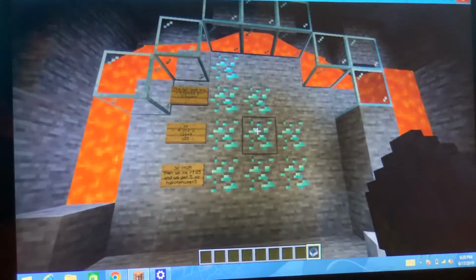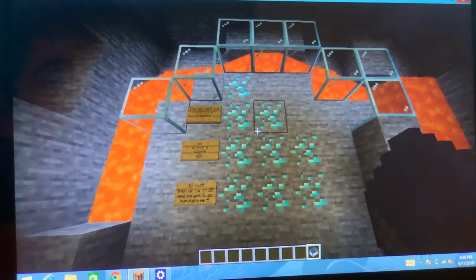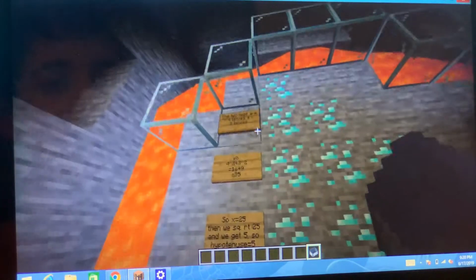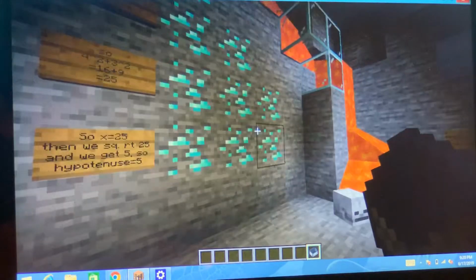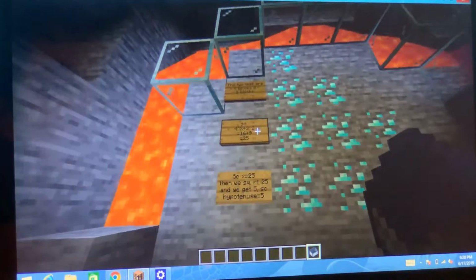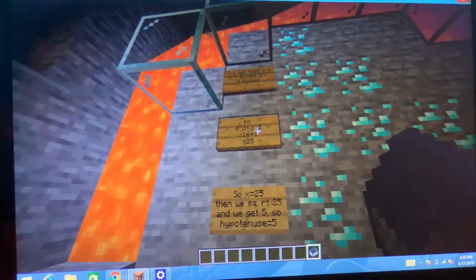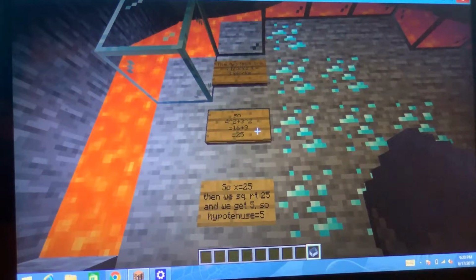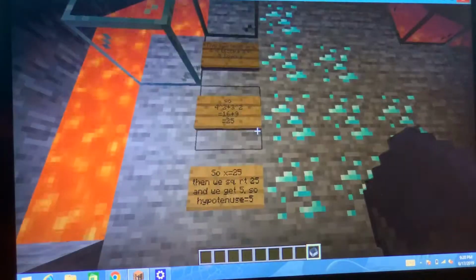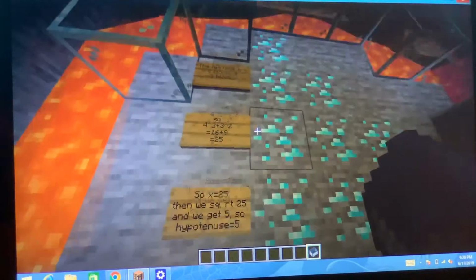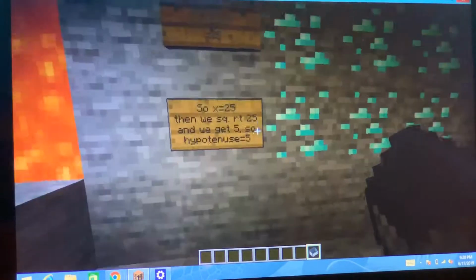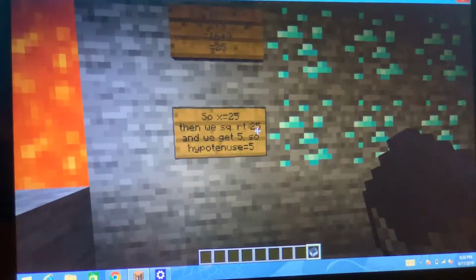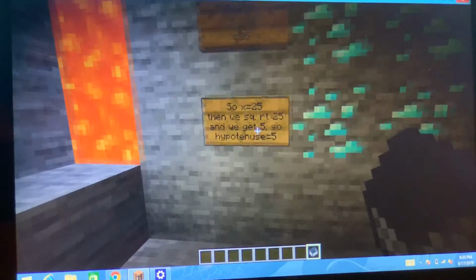So the image that was created here was made out of diamond ore in the wall. So the two legs are made of diamond blocks, 4 blocks for the side and 3 blocks for the bottom. So that equals 4 squared plus 3 squared equals x squared, or 16 plus 9 equals x squared, which is also 25. So previously, we had to square root the hypotenuse value, which is 25, in order to get hypotenuse. So 25 square root is 5, so the hypotenuse equals 5.